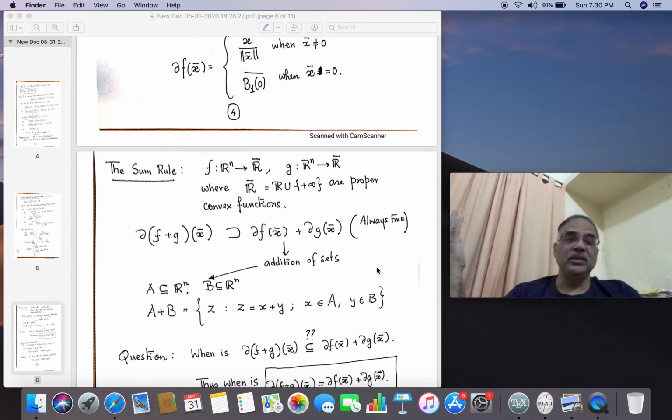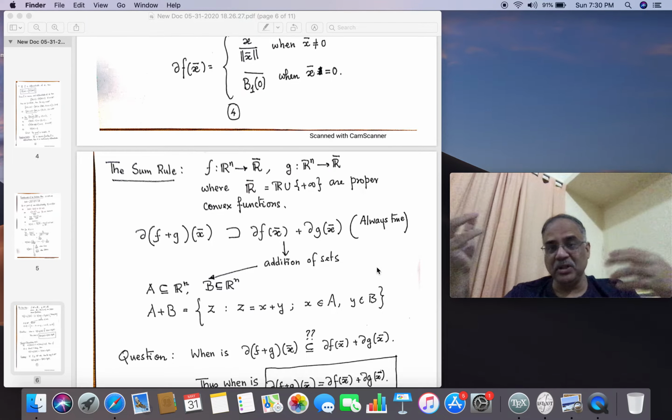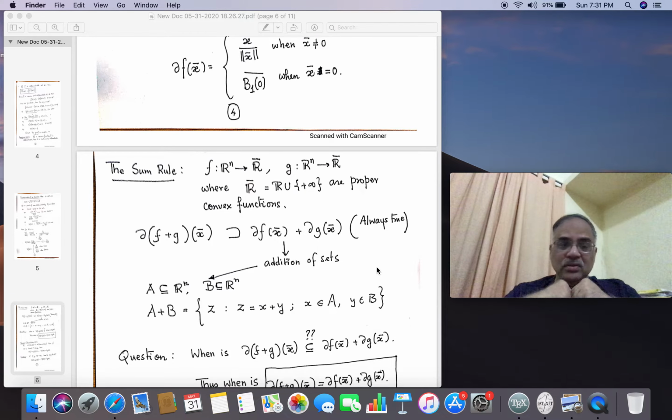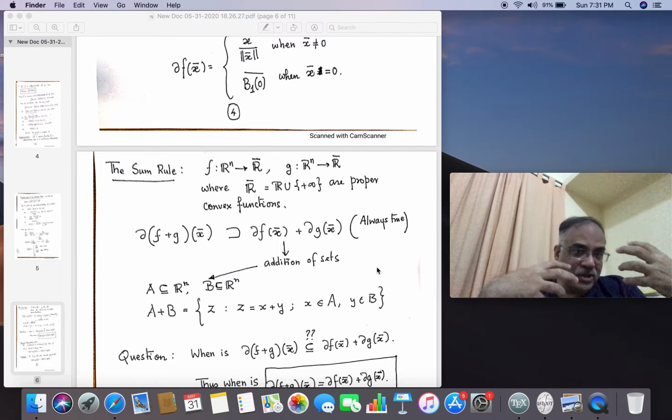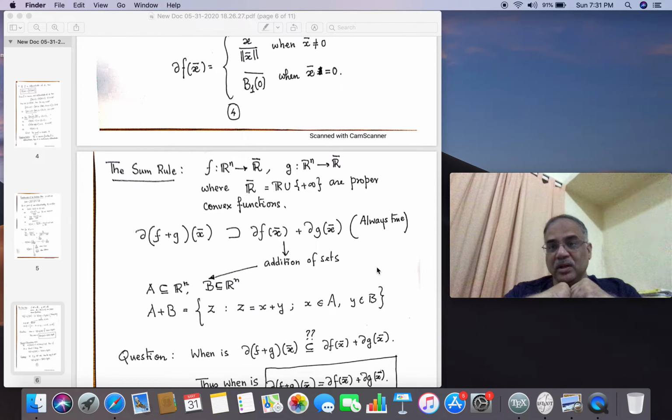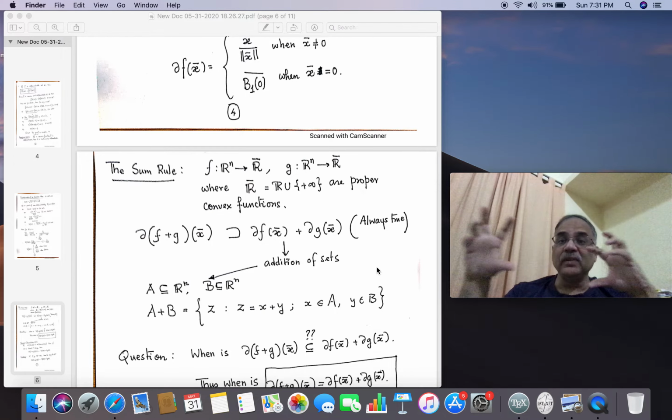For example, the gradient of the sum of two functions is the sum of the individual gradients. What does it mean for the subdifferential now? They are sets. So are we trying to say that the subdifferential of f plus g at x bar is equal to del f of x bar plus del g of x bar? Maybe that is what we want. That would have been good. But what is the meaning of the addition of two sets?